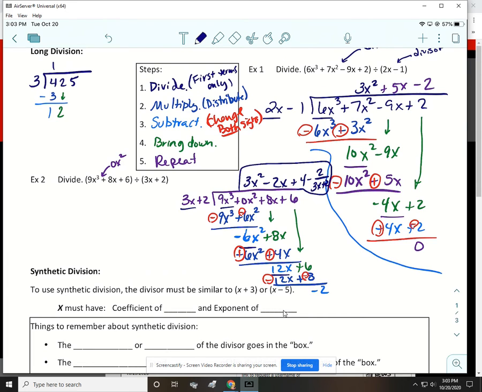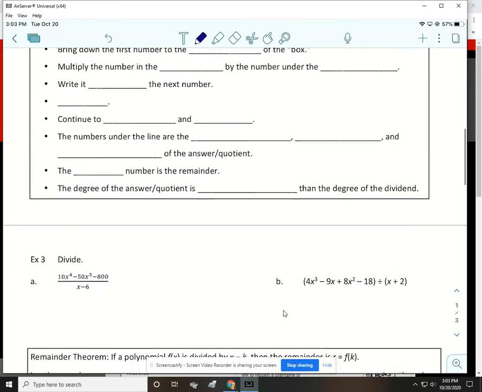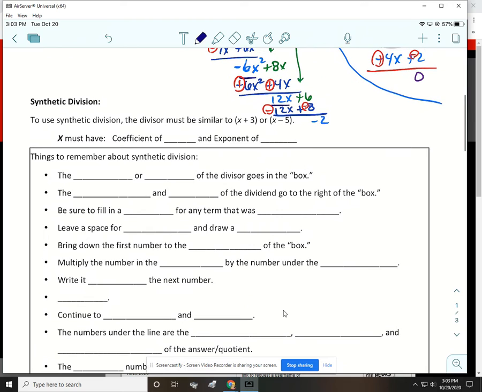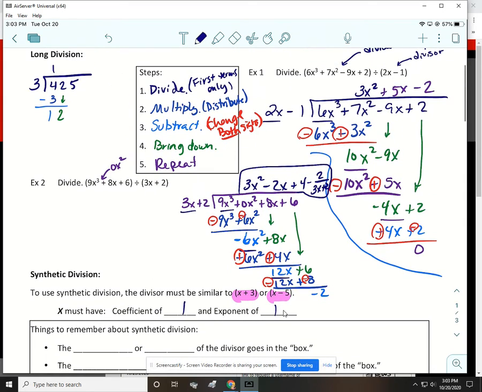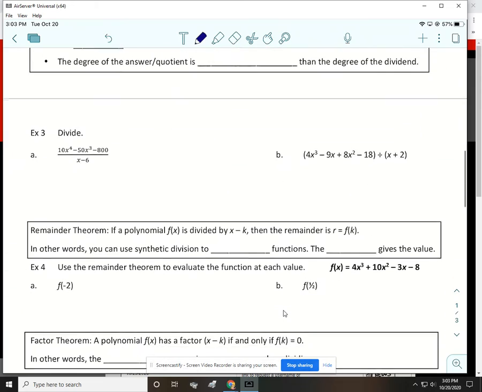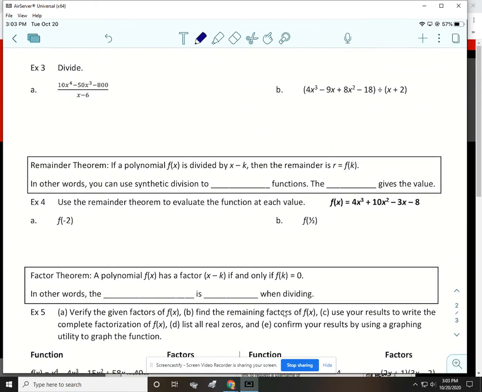So we're also going to talk about synthetic division, which is way shorter. The problem is that it's limited. We can only use it occasionally. So to use synthetic division, the divisor must be something like x plus 3 or x minus 5. So the x must have a coefficient of 1 and an exponent of 1. So that wouldn't work for either one of the ones we just did, because here x has a coefficient of 3, here x has a coefficient of 2. So I'll never ask you to do long division on a problem you can do synthetic division on.